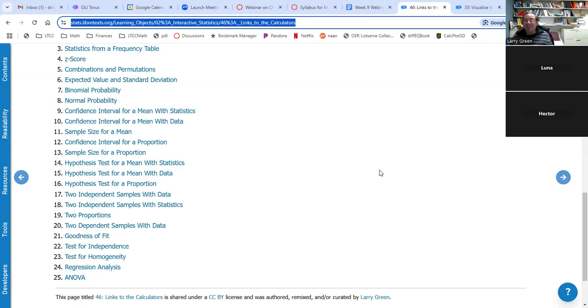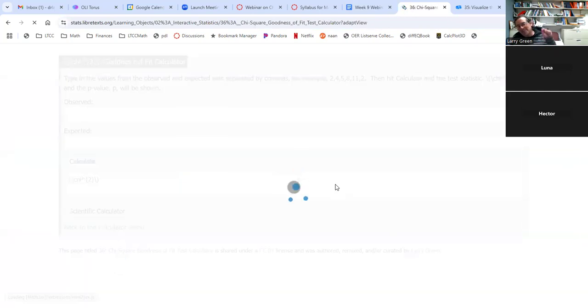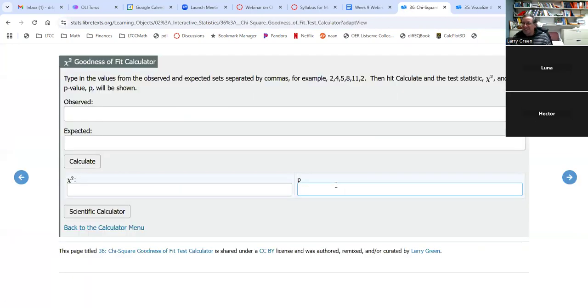And here's a hint. We're towards the end of the class. We only have a few more weeks. So what calculator number? I tried to make it really obvious. Yeah, calculator 21. Goodness of fit, because that's the name of the test. So again, identifying the name of the test is essential so that you can use the calculator and actually answer the question. So it says type in the values from the observed and expected sets separated by commas. Okay, then hit calculate and the test statistic chi-squared and the p-value p will be shown.